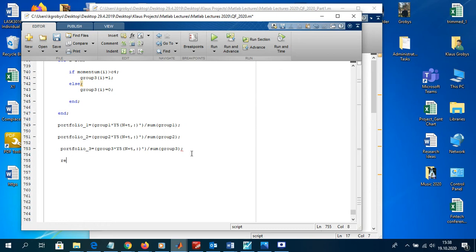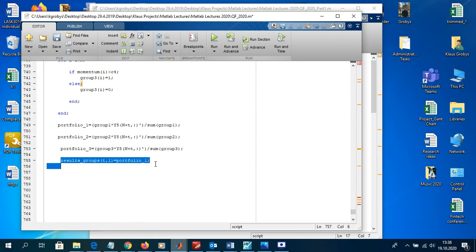Then we need to store these in result group. In the first row of the first column, if t is 1, we store something in the first row and the first column. In the first column, we store the corresponding average returns of the group of stocks that had the lowest past returns.